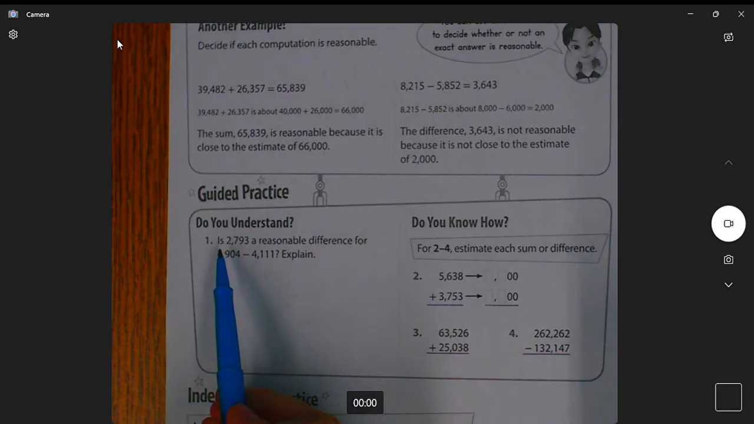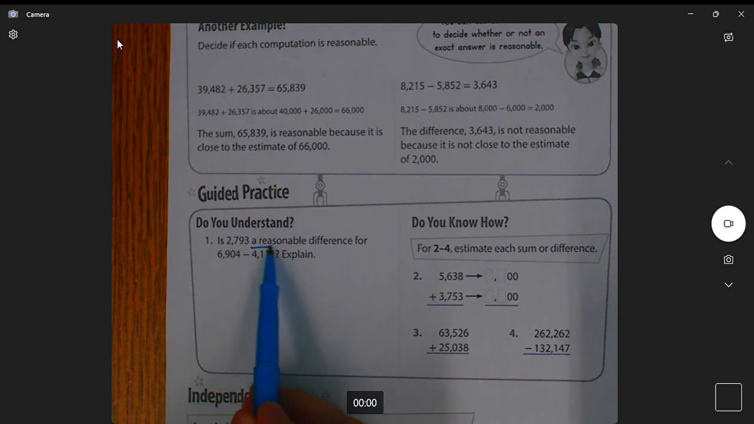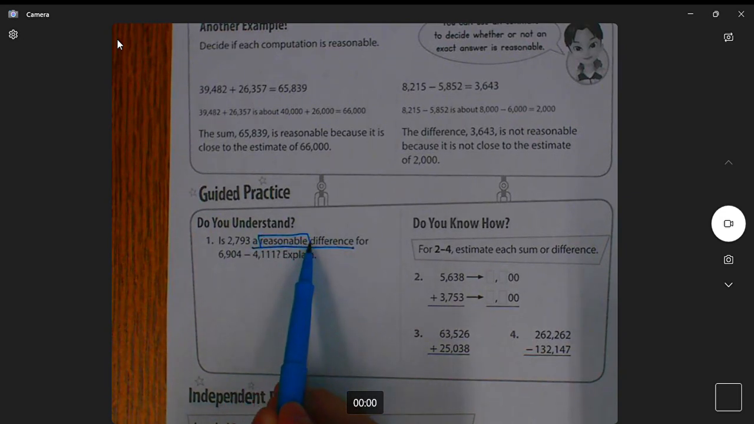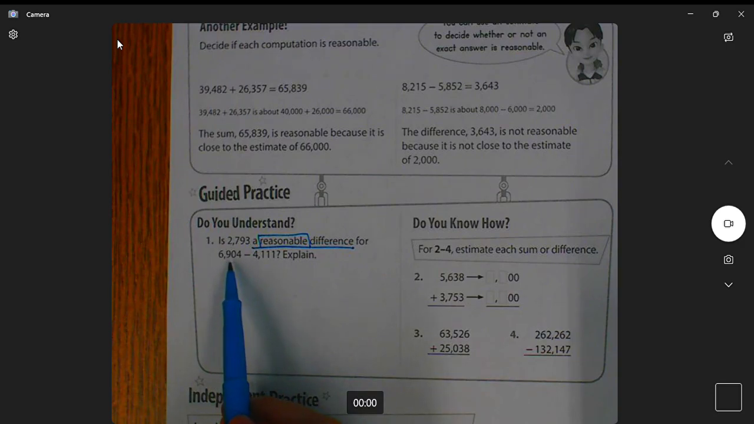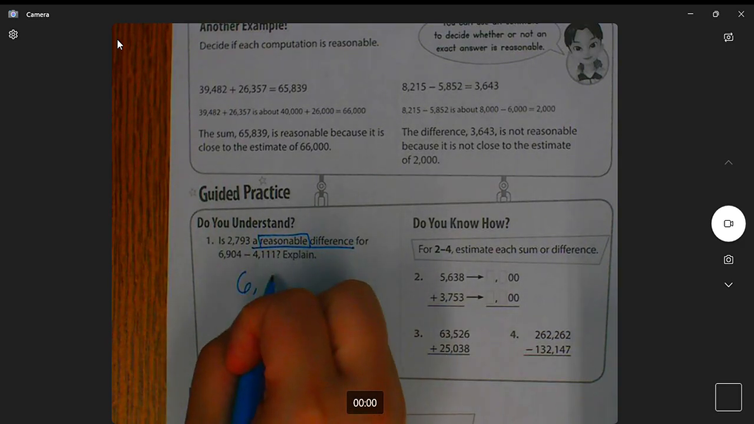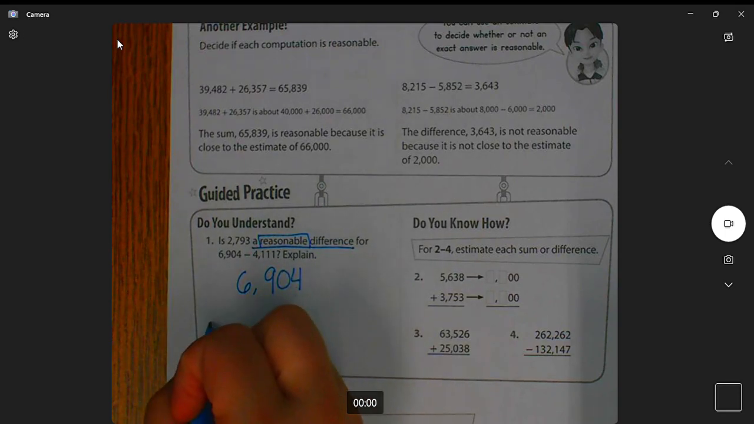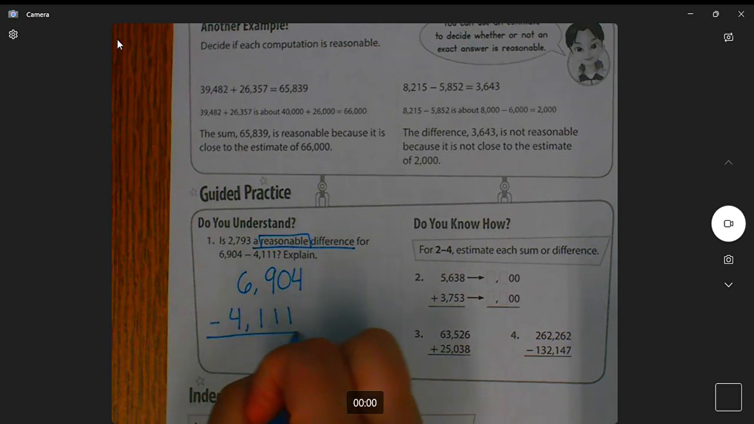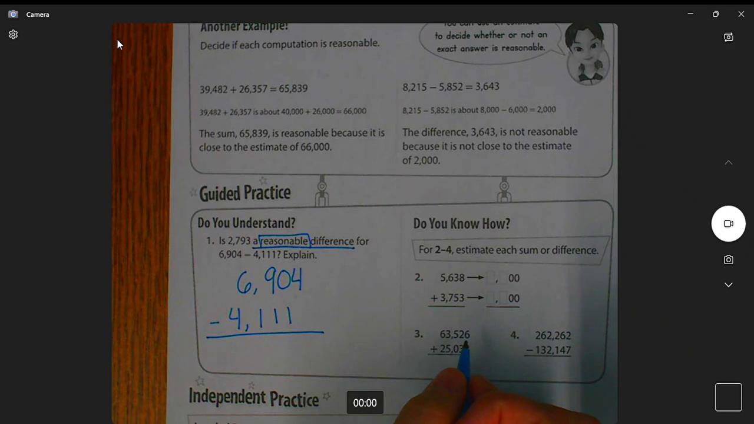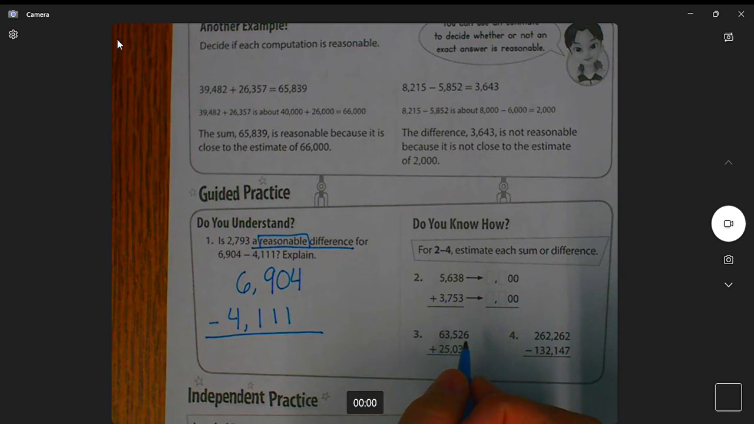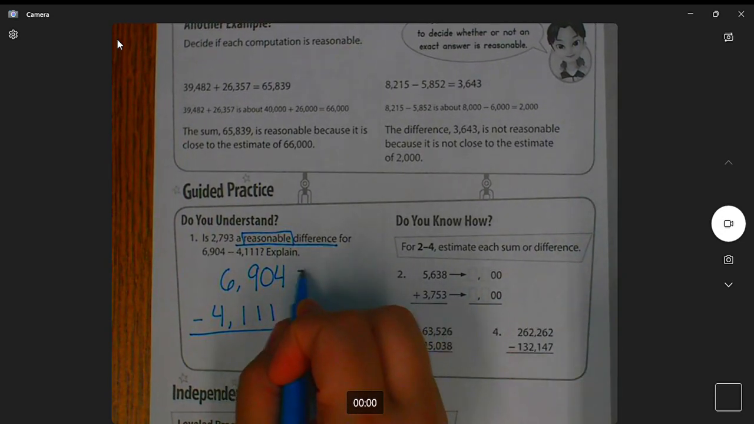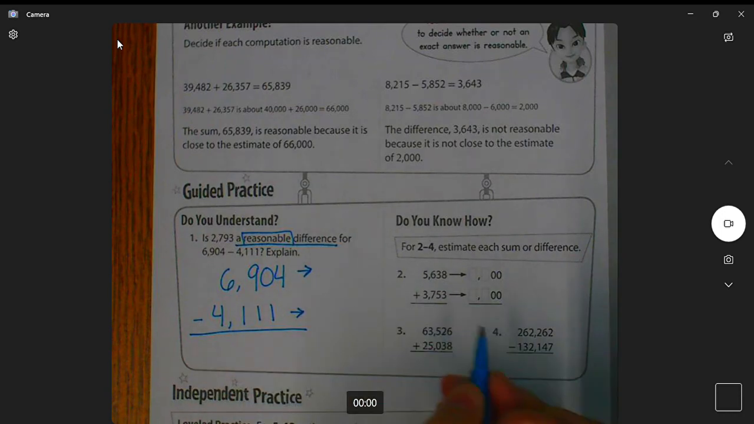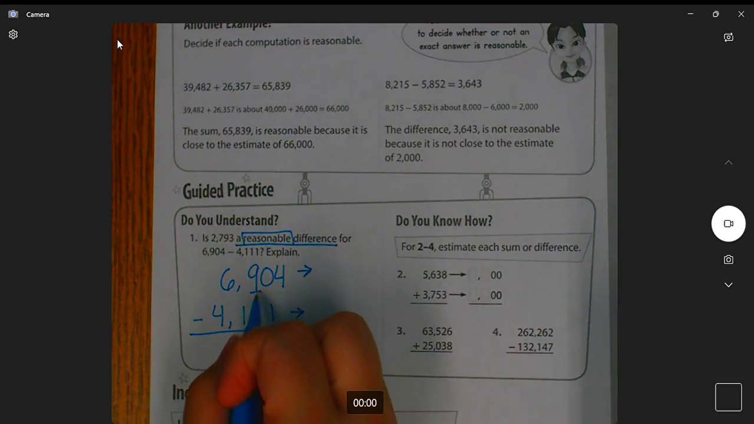They're saying on number 1, is 2,793 a reasonable difference? It has to make sense. For 6,904 minus 4,111. Now, what I think they've done is they've gone through and straight subtracted. We'll check ourselves, but let's not wreck ourselves. Let's estimate. And I'm going to estimate to the nearest hundreds place.